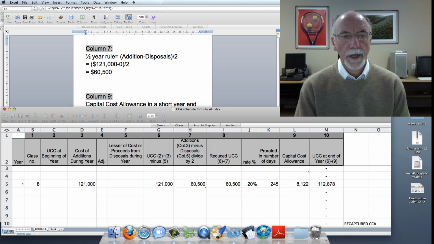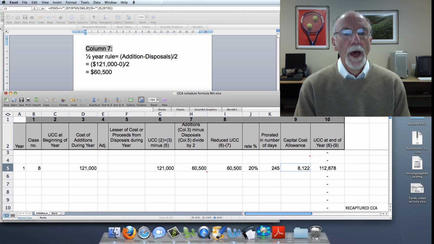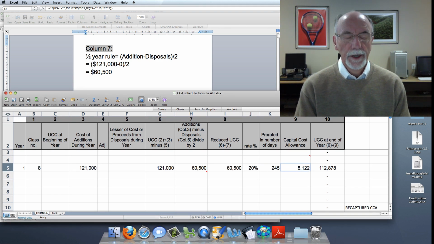First of all, in column 7 is the half year rule, and it takes the $121,000 addition minus disposals, and there aren't any disposals this year, divided by 2, so that goes in column 7 as a reduction of the capital cost allowance amount to claim CCA on.